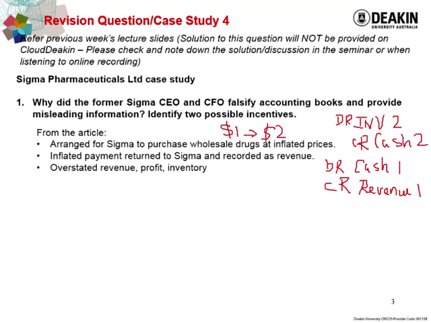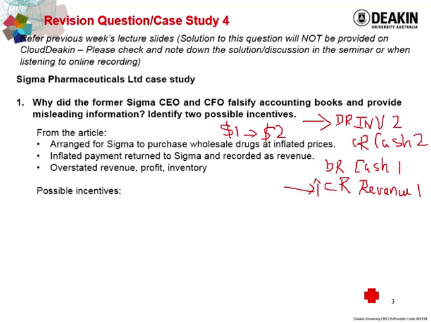In this case, we find that Sigma has artificially inflated the revenue because when revenue increases, profit increases as well. And we find that Sigma has also inflated inventory by $1. So it actually states the inventory at a higher cost. So this was actually caught by the regulator, and the CEO and the CFO were removed from their positions and face criminal offense.